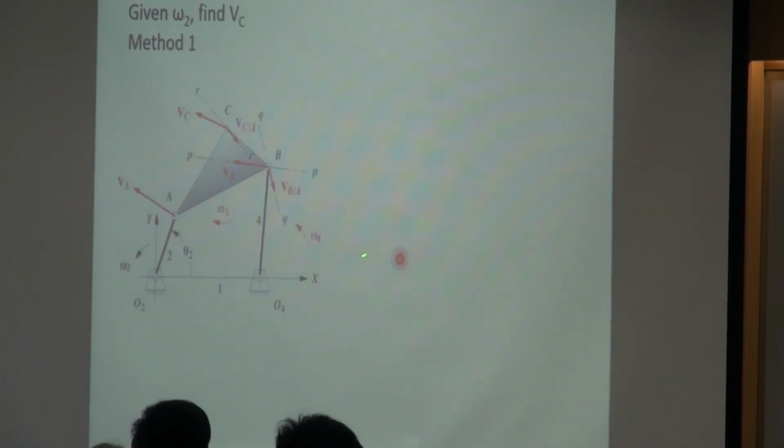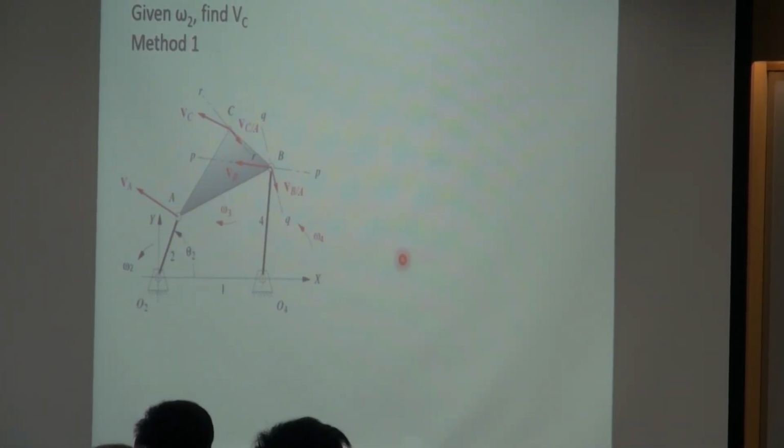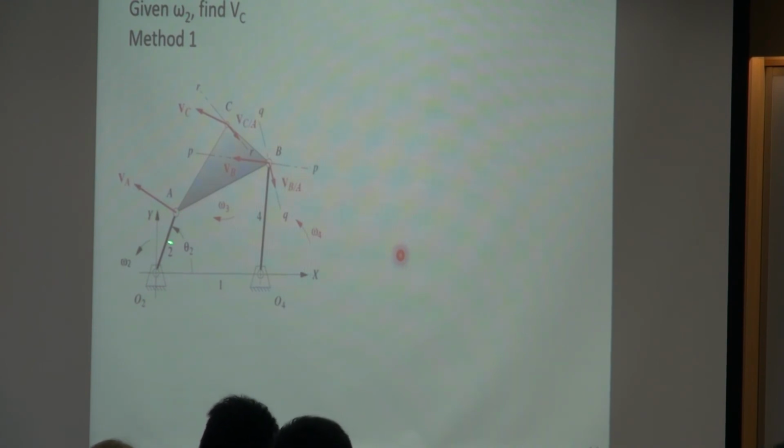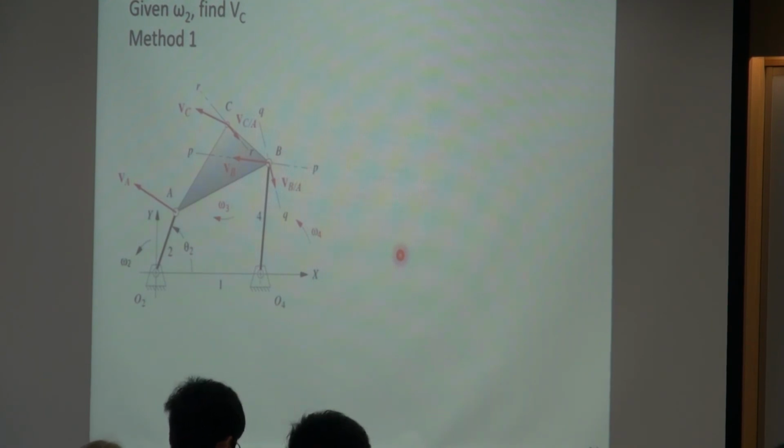Usually for this analysis, we will know the input first. So in this case, omega 2 is given. So we know the angular velocity of this input link. Then we are trying to find VC, the velocity of this point C. Our goal is to find VC, but we will get omega 2 first.